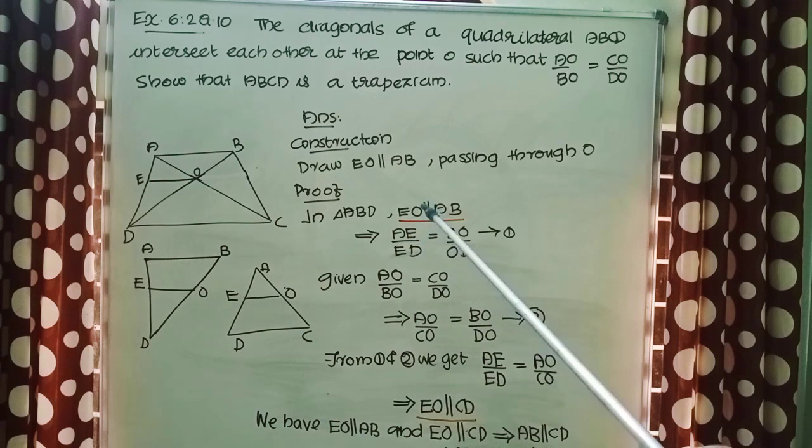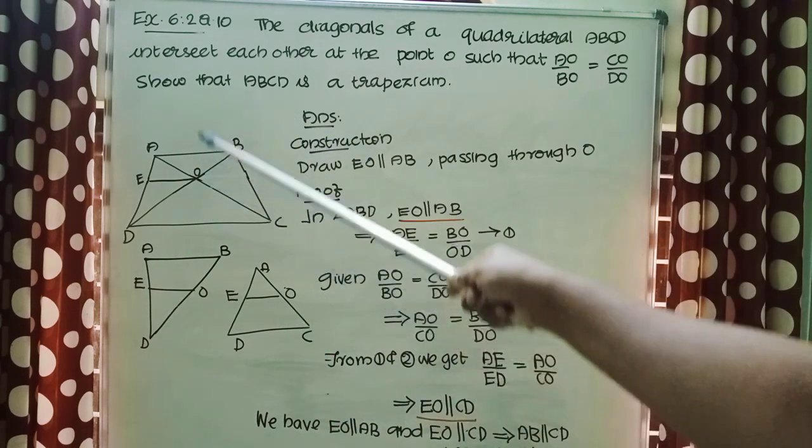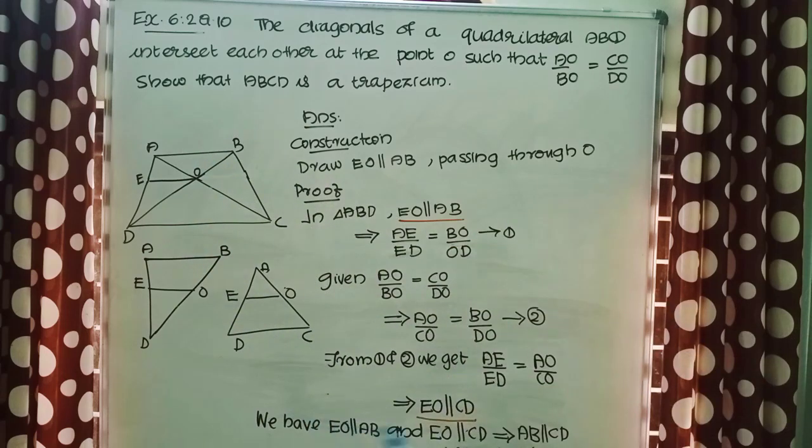Here we have EO is parallel to AB. Here we got EO parallel to CD. So we can conclude this AB is parallel to CD. So in a quadrilateral, if one pair of opposite sides are parallel, it becomes a trapezium. So we can conclude ABCD is a trapezium.